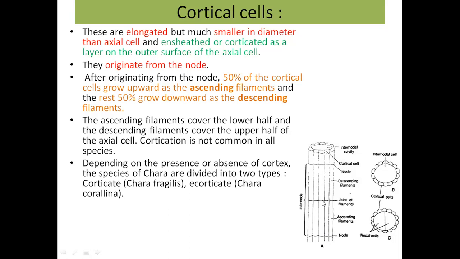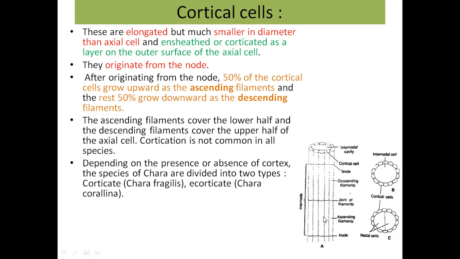And in the cortical cells, there are two types of filaments. One is ascending filament and the other is descending filaments. 50% of the cortical cells grow upward from the node. This is one node. Some cortical cells grow upward from here to here. From down to up, some cortical cells grow and they are known as ascending filaments. And another 50% grow from up to down. They grow downward and they are known as descending filaments.